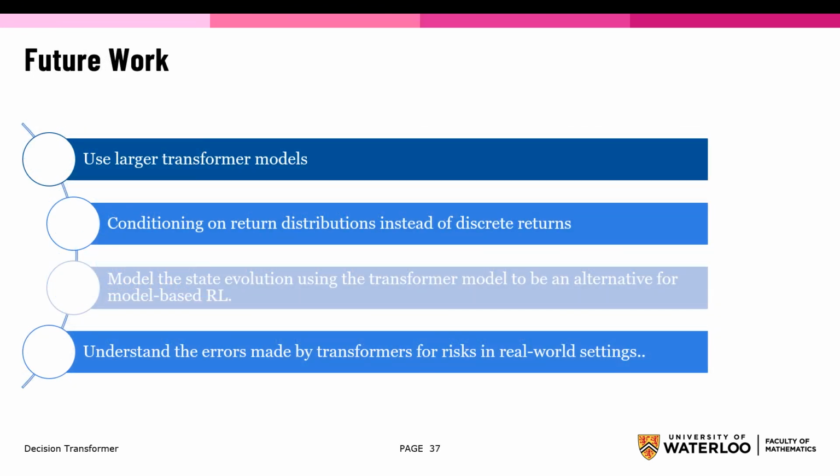Some possible future directions for research could be trying out larger transformer models available in the literature. We could also condition on return distributions rather than discrete returns-to-go, which is similar to what is done in distributional RL to account for stochastic settings. We can also model the evolution of the states and the state dynamics using the transformer model to be an alternative for model-based RL methods. And lastly, more research needs to be put into understanding the errors made by the transformers, for risks in the deployment of such methods in real-world settings.